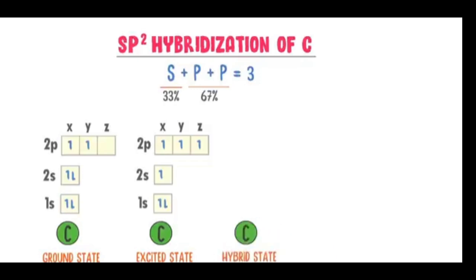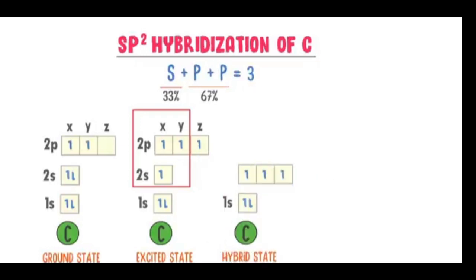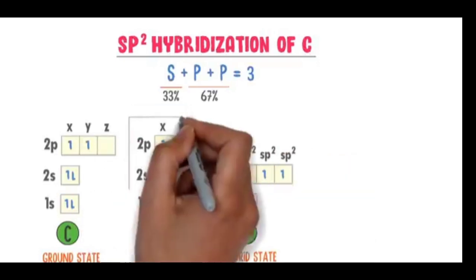Now, in the hybrid state, there are already 2 electrons present in the 1s orbital. We know that in sp2 hybridization, the 2s orbital and 2p orbitals combine together. So this 2s orbital, and the x and y orbitals of 2p, would combine together to form 3 orbitals of sp2 hybridization. Thus I will put these unpaired electrons in these hybrid orbitals having the same spin. This is the first sp2 orbital, this is the second sp2 orbital, and this is the third sp2 orbital.